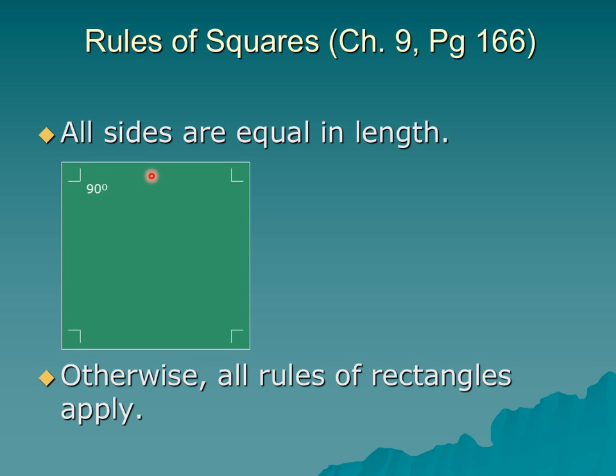If we have something similar to the rectangle, but all the sides are equal in length, that is called a square. And every other rule you have in the rectangle applies except the sides are the same, right? All the sides are equal in length.